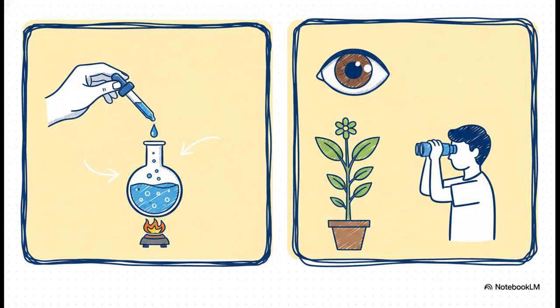Now, on the right, we have observational studies. Here, there is zero intervention. Researchers are just watching. They simply observe and record behaviors, symptoms, or attitudes as they naturally happen. Cohort studies, which track a specific group of people over time, fit right into this category.